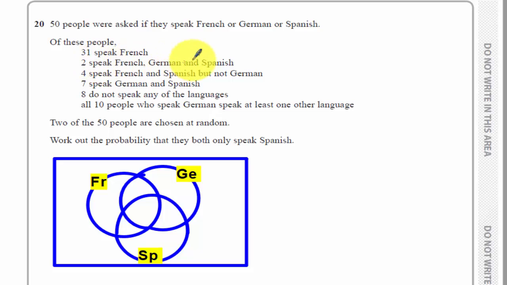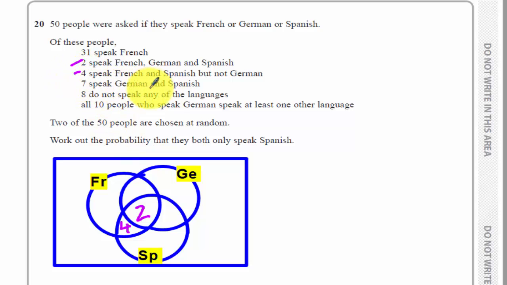2 speak French, German, and Spanish. Now I can put that in. 2 speak French, German, and Spanish. I'll just put a little tick next to it so I know I've used it. 4 speak French and Spanish, but not German. So it must be 4 there.